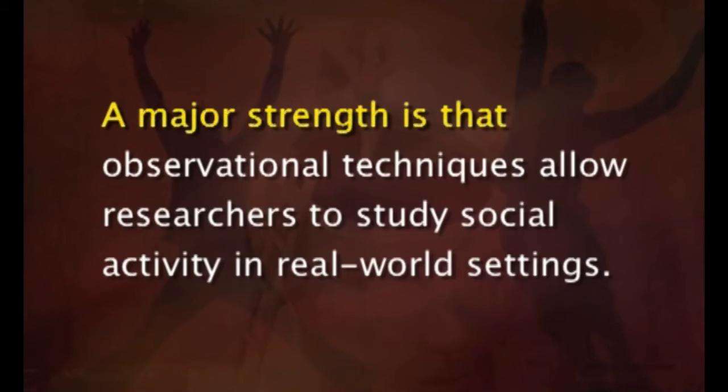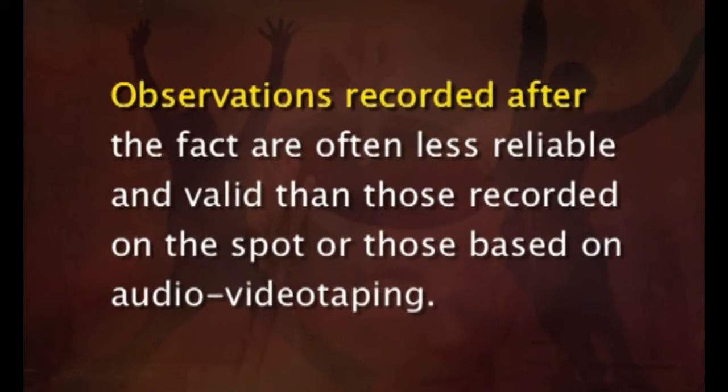Like any other research method, field studies have both strengths and weaknesses. A major strength is that observational techniques allow researchers to study social activity in real-world settings. Careful observation can provide a wealth of information about behavior as it actually occurs in natural settings. Weaknesses of field studies include their sensitivity to the specific recording methods used. Observations recorded after the fact are often less reliable and valid than those recorded on the spot or those based on audio and video taping.